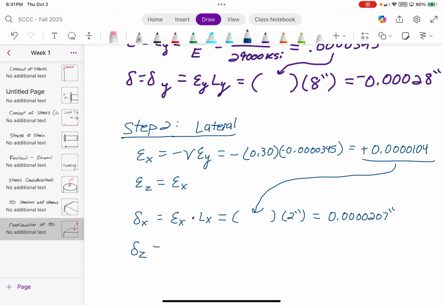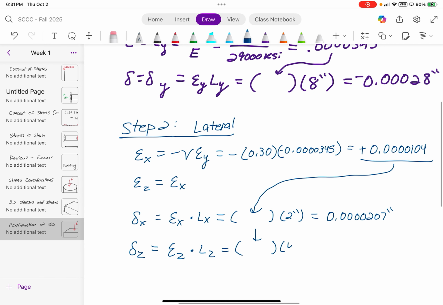What about the deformation in the z direction? What do you guys think? Yes. The 4 inches. Yeah, so it's just going to be epsilon z times Lz. Again, that strain is the same. Multiply it by 4 inches. And you should get 0.0000414 inches.